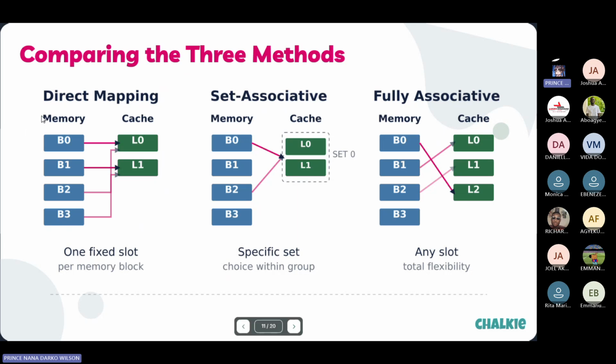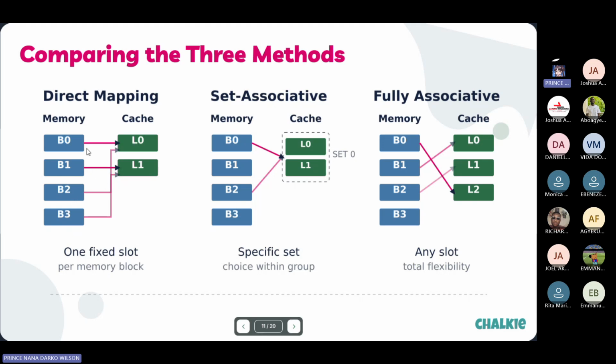In direct mapping, as you can see, every single data here has been assigned particular spaces. So what you see here is that this particular data from memory goes directly to this slot, and that's the only place it can be. This one here goes exactly here. That's the only place it can be. B2 and B3 are also assigned to particular places.